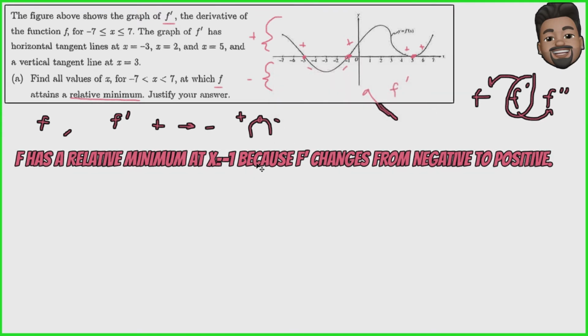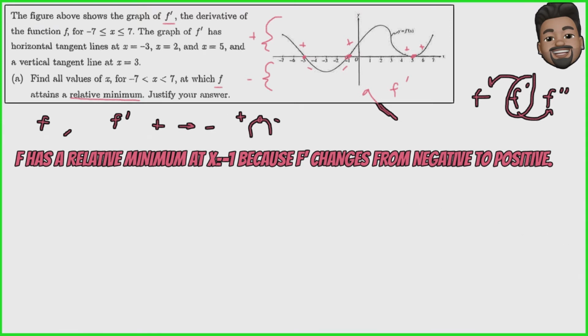Obviously, I'm using my mouse to do all the writing, so if I had a pad it would be easier, but this is what we can write. f has a relative minimum at x equals -1 because f prime changes from negative to positive. Because of that change from negative to positive, it has a relative minimum, and we're done. That's part A. We don't need to say anything about -5 or 5 because it didn't tell us to justify which ones are not. It just says what are the relative mins. We found it. We are done.